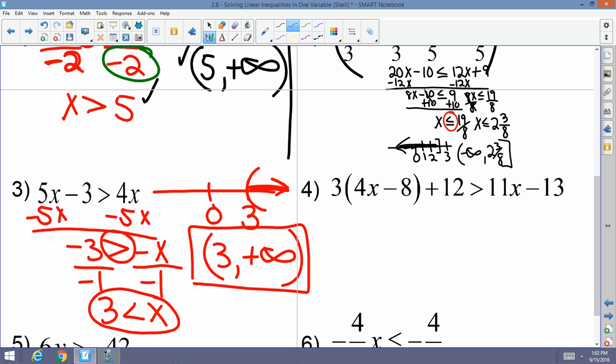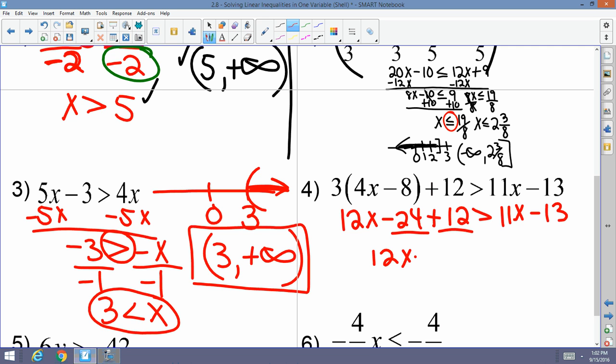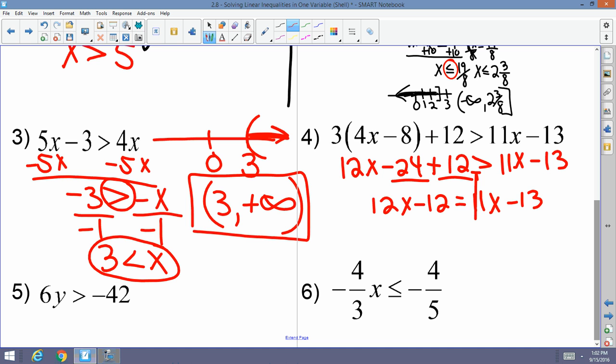Number 4. I got to distribute here first, just like equations. So I've got 12x minus 24 plus 12 is greater than 11x minus 13. Let's clean this side up here. I've got 12x minus 12 equals 11x minus 13. I'm going to go ahead and add 13 to both sides.